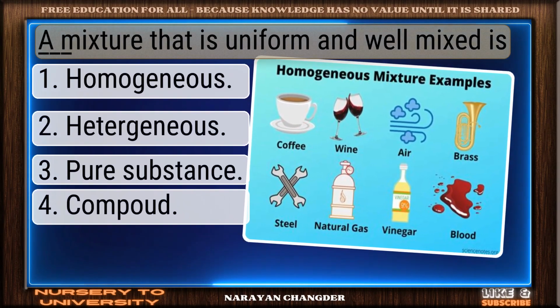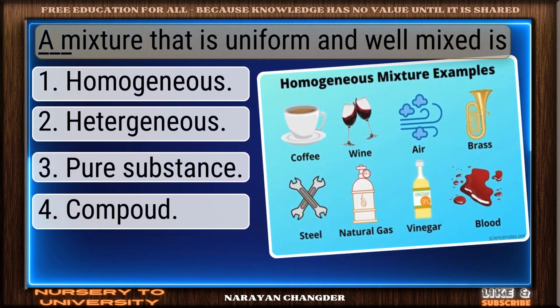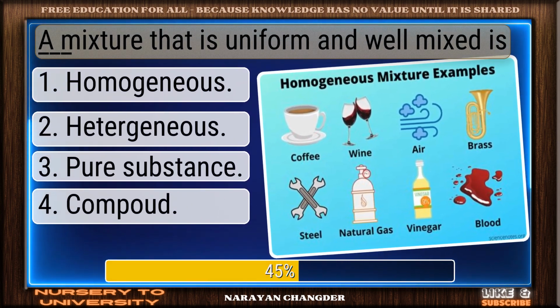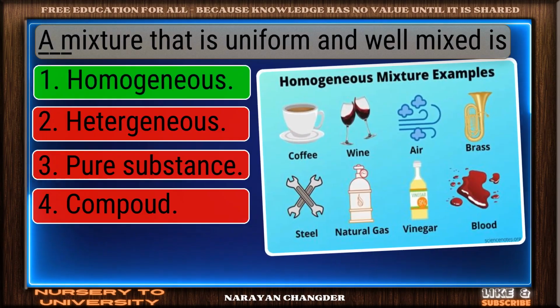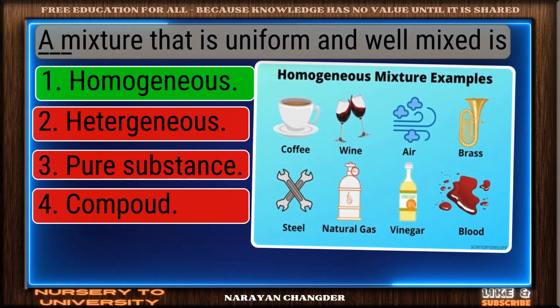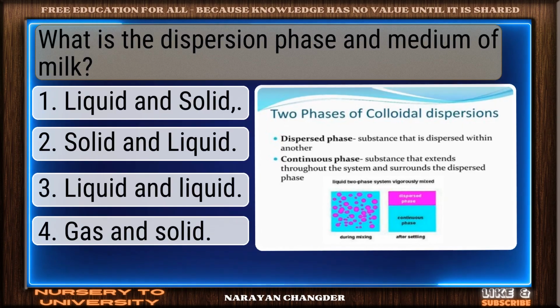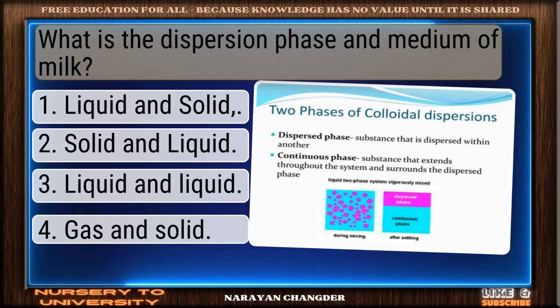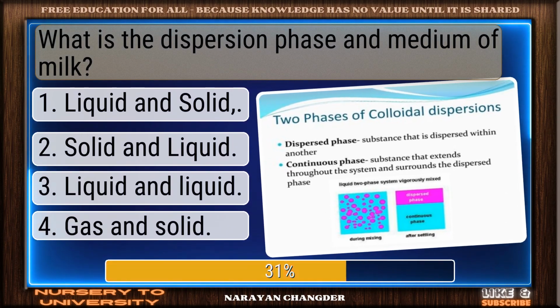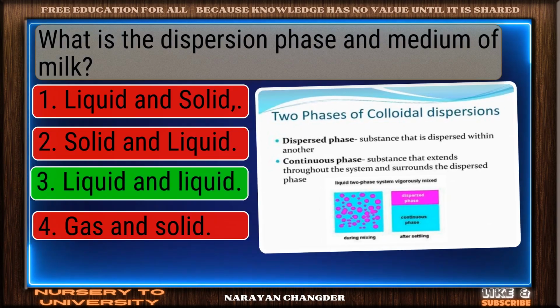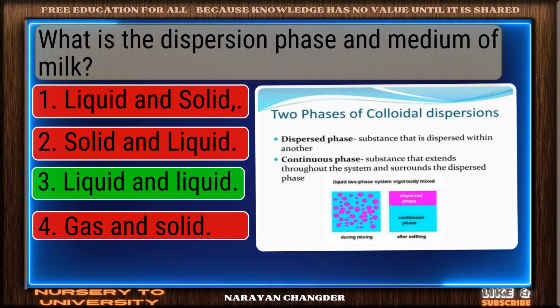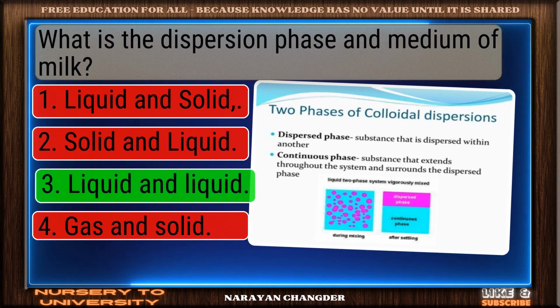Question number 192. A mixture that is uniform and well mixed is dash. Excellent choice. Homogeneous is the right answer. Question number 193. What is the dispersion phase and medium of milk? Well reasoned. Liquid and liquid is the correct choice.